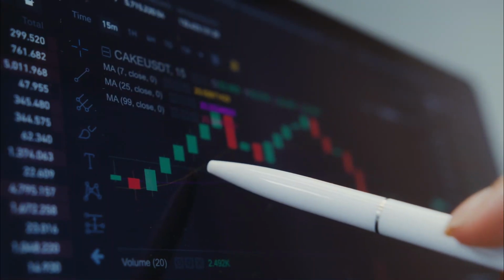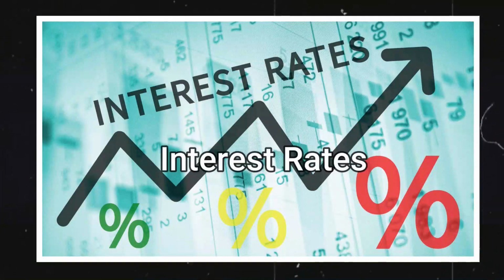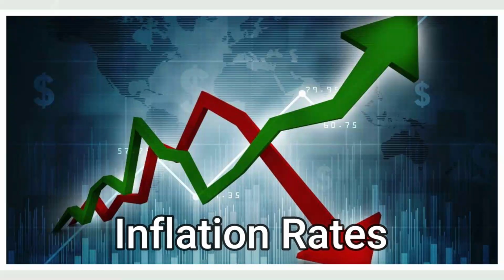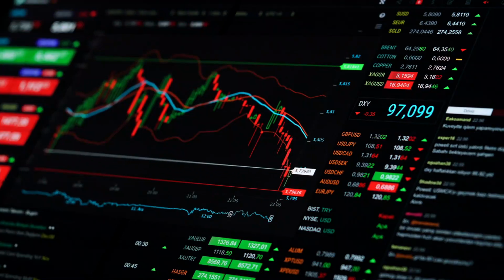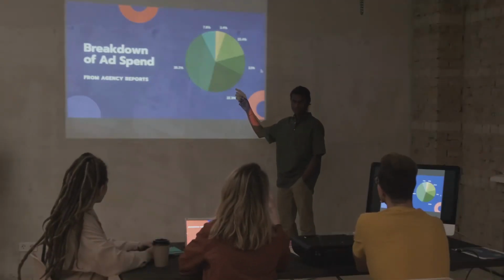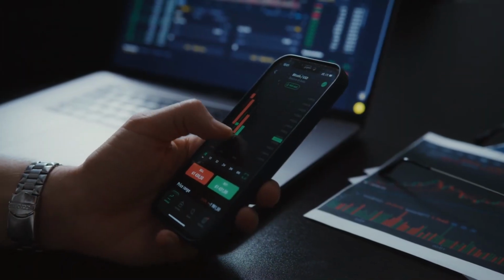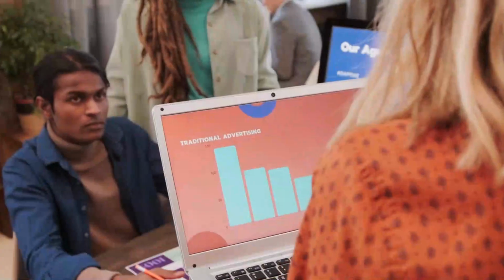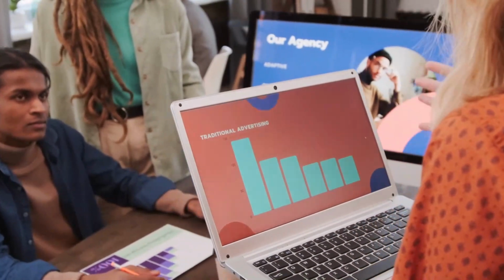One of the main drivers of currency prices is global economic conditions. Factors such as interest rates, inflation rates, and GDP growth can all impact a country's currency value. For example, if a country experiences high inflation rates or low GDP growth, its currency may weaken in comparison to other currencies. Political events also play a significant role in determining currency prices.